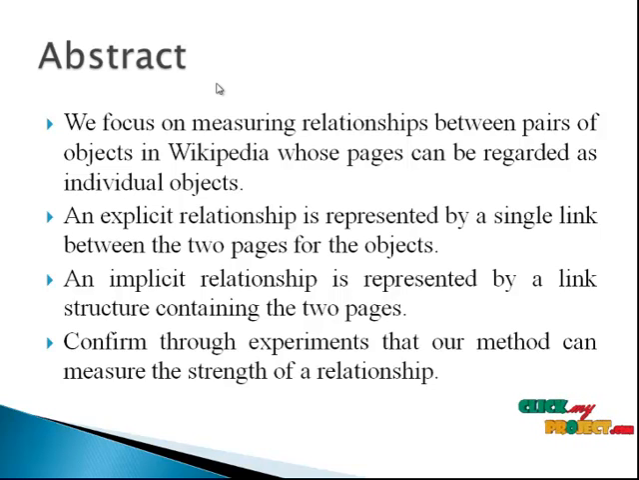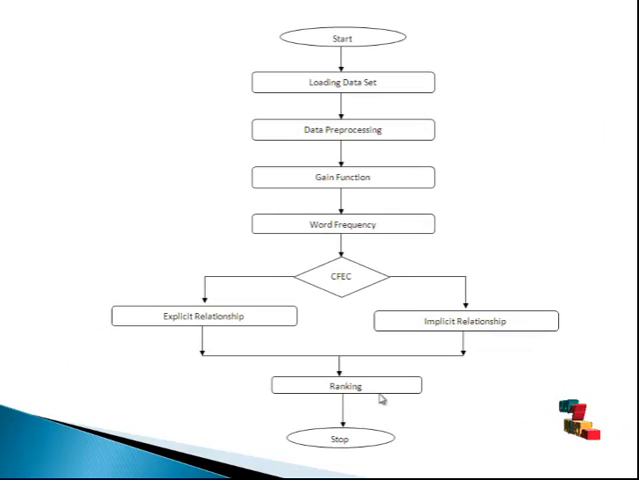The results of the proposed system show that the relationship measured by the proposed system does not underestimate the relationship between the two objects. Let us see the flow of the project. At first, we should load the dataset. Here, we used the Wikipedia dataset.